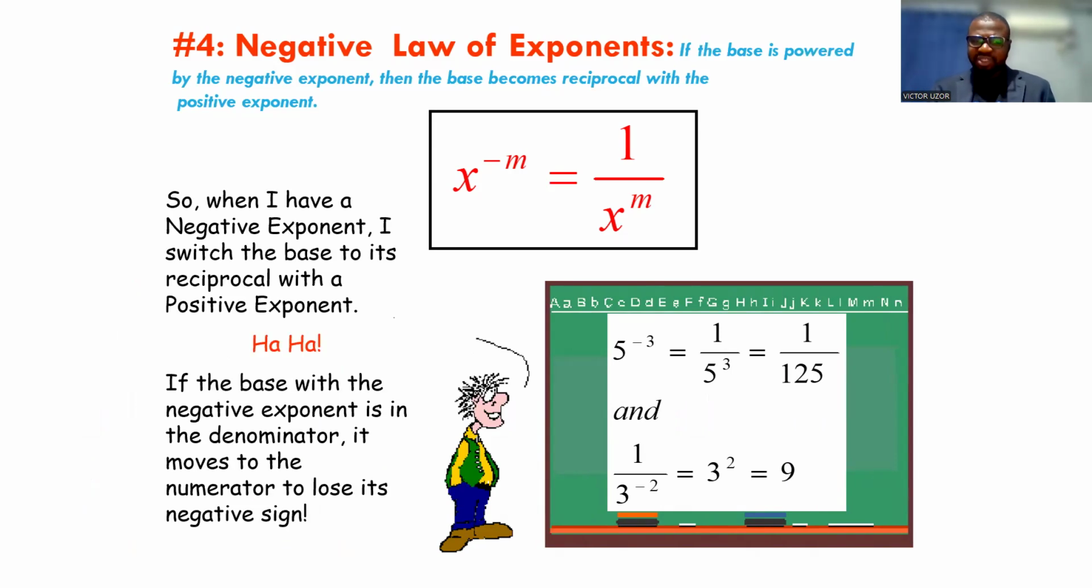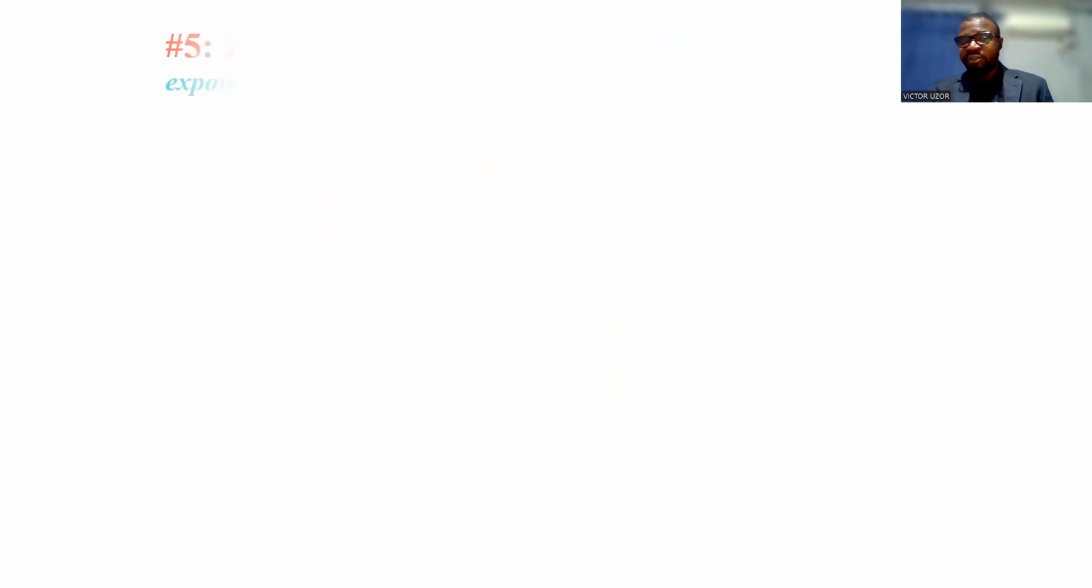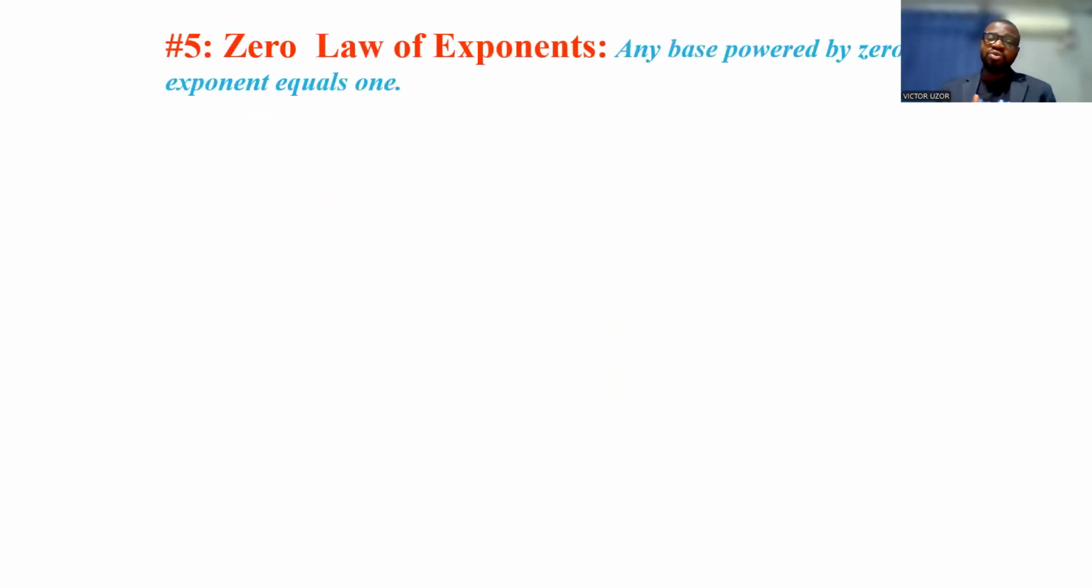So you have to pay attention to be able to understand when you're moving forward. I have a negative exponent, so I flip the base to its reciprocal with a positive exponent. If the base with the negative exponent is in the denominator, it moves to the numerator to remove the negative sign. Now, the next law that we're going to be looking at is the zero law of the exponent.